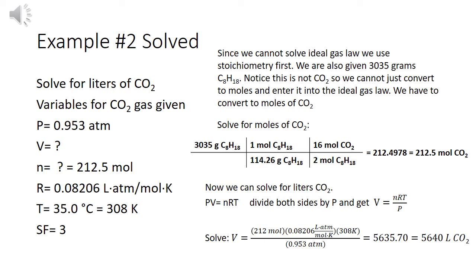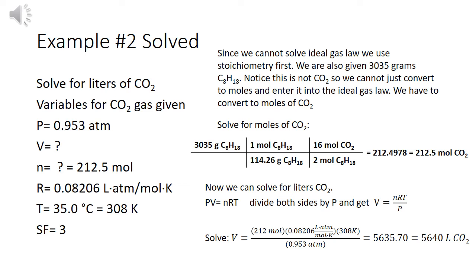And now we can actually solve for our volume of carbon dioxide, try and find our final answer, our liters of carbon dioxide. So we have enough variables now to plug into our ideal gas law, PV equals nRT. We want to divide both sides by our pressure so we can find our volume. So volume is nRT divided by P. And then we would plug everything in. So our moles times our gas constant times our temperature on the top, divide by our pressure on the bottom.